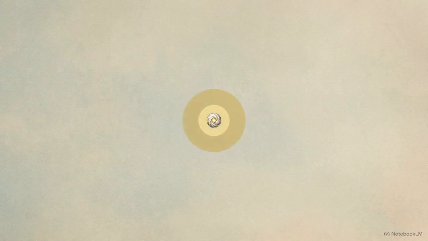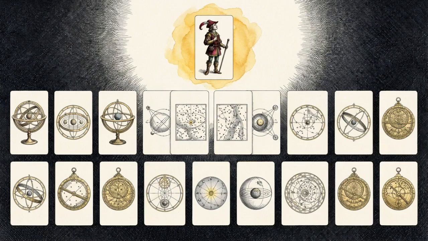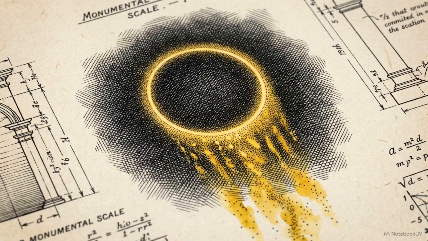It is the singular point from which the remaining 21 major arcana cards eventually emanate. Because it occupies this unique position, the Fool doesn't participate in the journey of the tarot. It is the generative source code that makes the journey possible.